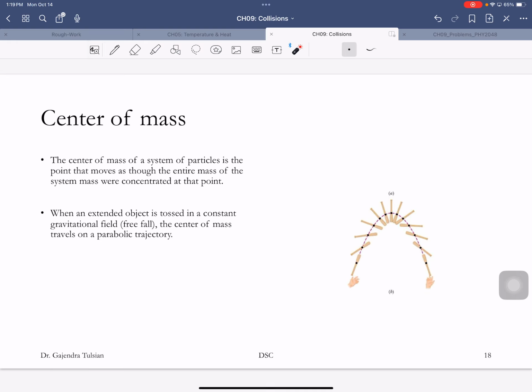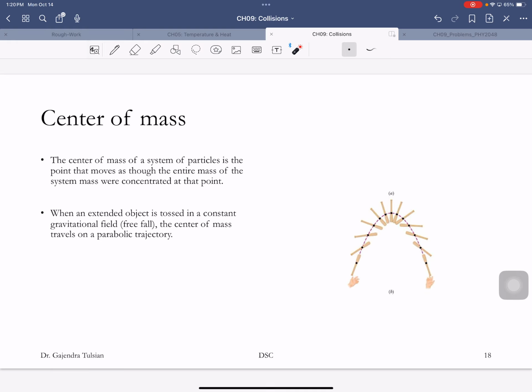Now we'll talk about something called a center of mass. Okay, so when I toss this object, what is its trajectory? What is that trajectory? Parabola? It's a parabola. Okay. Now, if I toss this pencil, okay, what is the trajectory of that pencil? Okay, let me do it again. What's the trajectory of that pencil?